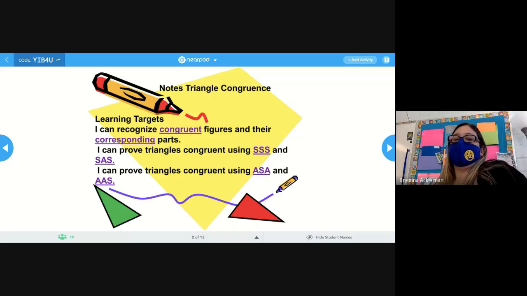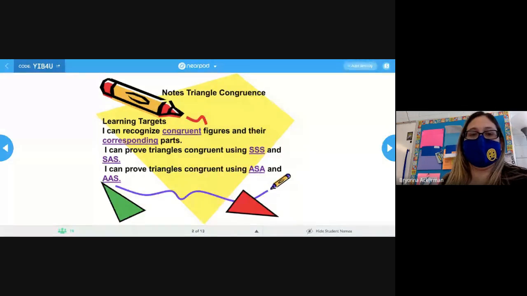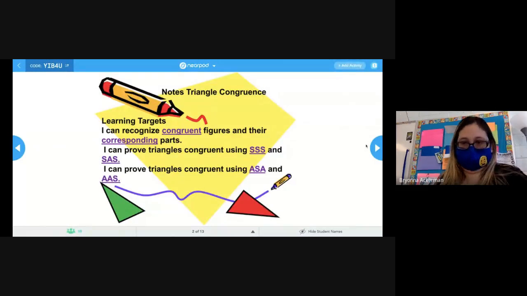So today we're going to learn a couple postulates that tell us that we don't necessarily need all 6 pieces to determine that triangles are congruent. We could actually have less. Okay, so that's what we're learning today. We're just going to learn 2 of them. There will be 4 total. We're learning the other 2 on Thursday. So we're just going to learn 2 of them today. Okay, so I think everybody's on, so I'm going to get started on it.